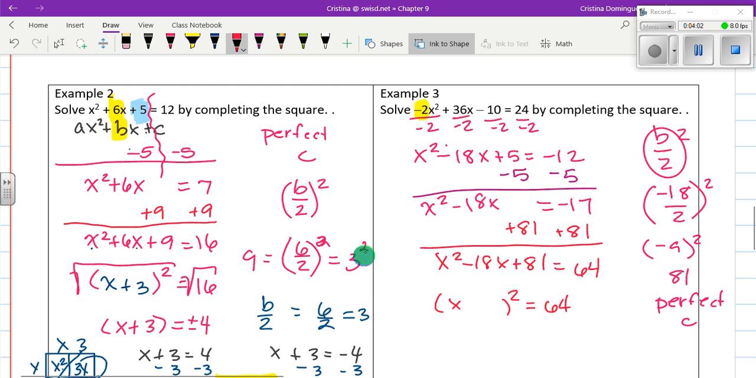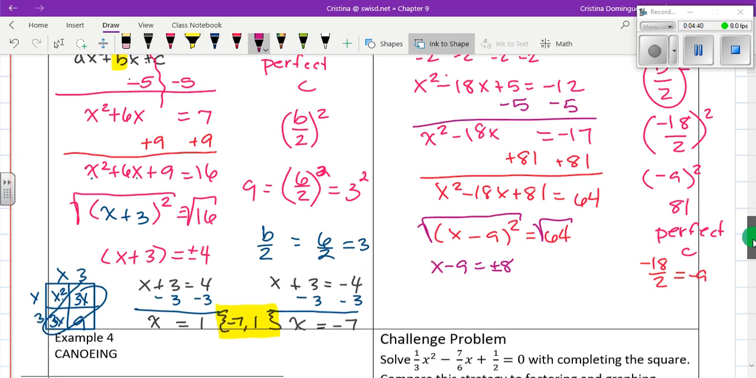We talked about earlier in our previous examples how the number that goes there is just b divided by 2. So what was b divided by 2? Negative 9. So that's the number that's going to go in there. Now we take the square root of both sides. And then we have x minus 9 equals, what's the square root of 64? 8. But as you learned earlier, it's either plus or negative 8, right?